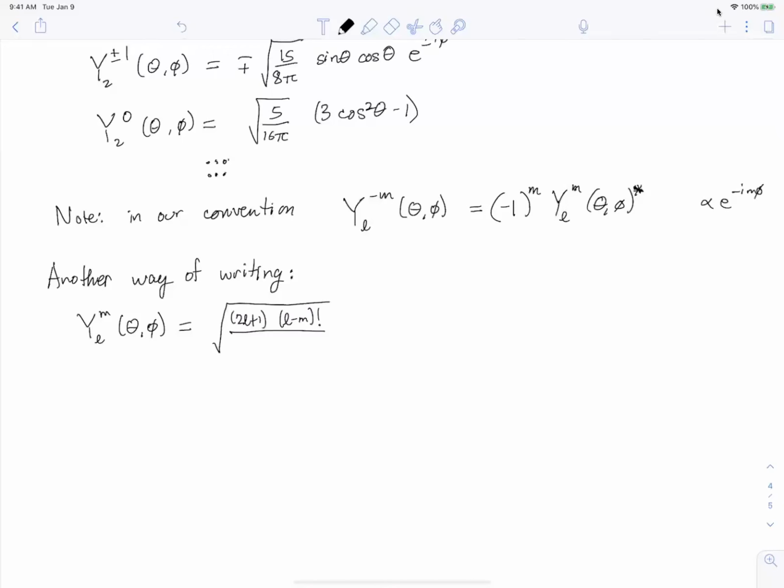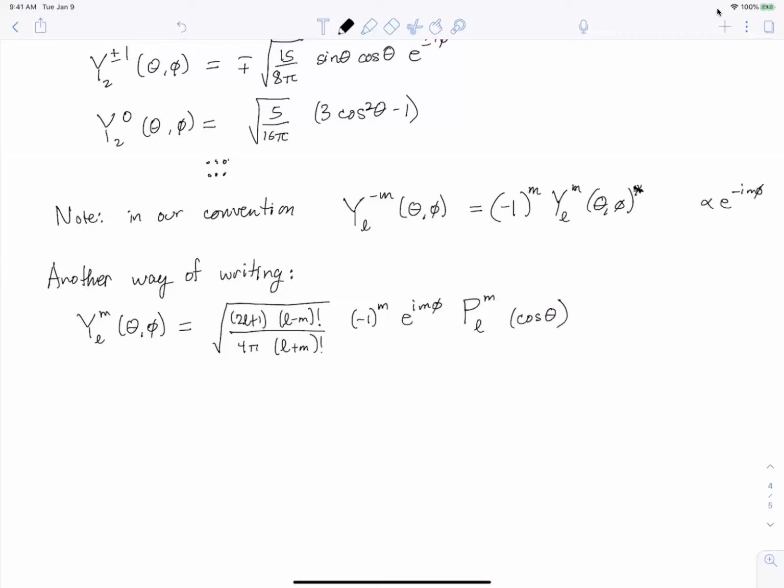We're isolating out L minus M factorial and L plus M factorial in a square root. There's a minus 1 to the M factor. There's an e to the i M phi factor. And then everything else we write as P_LM, which is a function of cosine theta.